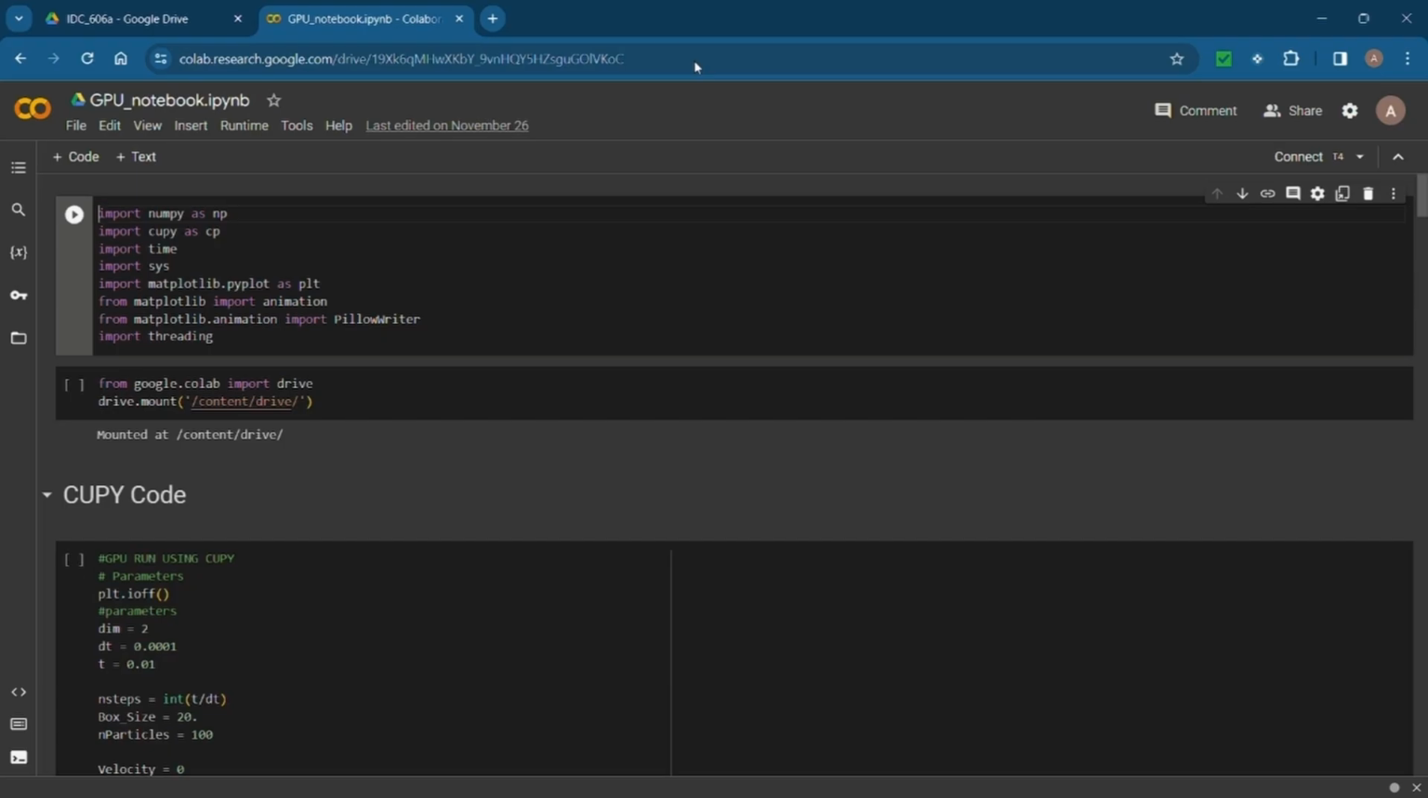Okay, so my project topic is molecular dynamics, using gravitational interactions between the particles. Okay, so here is my code.